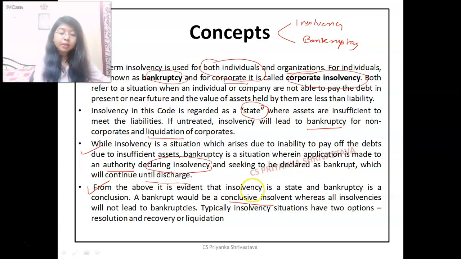Okay. And typically an insolvency situation has two options. Either they can go for a resolution, and it can go for recovery or liquidation. And this code, the IBC code, gives a solution for both, that is resolution of the insolvency and recovery of the insolvency, or it may lead to liquidation of that person.